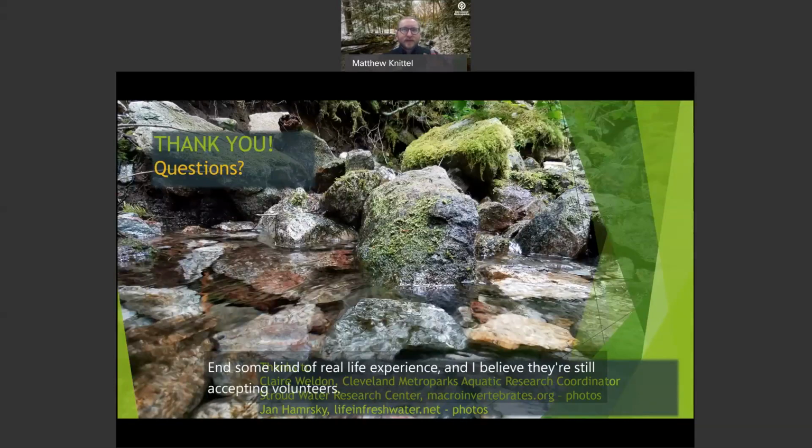Everything obviously has been a little slowed down, a little changed right now. I think you can still sign up to be a volunteer for them. I'm not sure the full extent of the activities at the moment, but if you go to clevelandmetroparks.com and look for Watershed Volunteer Program, you'll be able to see what opportunities are available at the time.